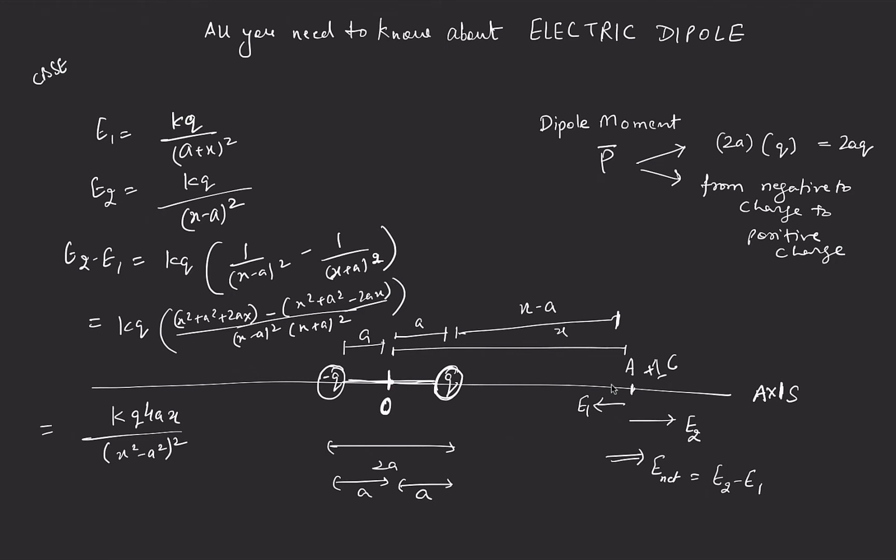Now we know that the direction of E net is in the same direction as our P vector. So we can write this E net as follows. So the magnitude of P vector is 2aq, and direction is from negative to positive charge, which is same as direction of E net. So we can replace 2aq with P. So it would be k times 2p x upon (x square minus a square) whole square.